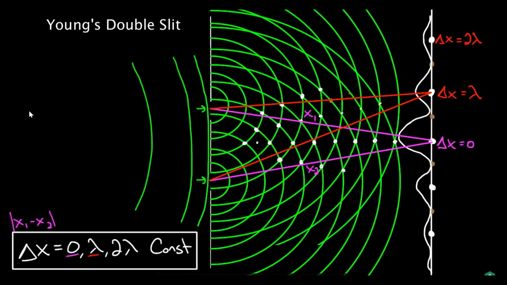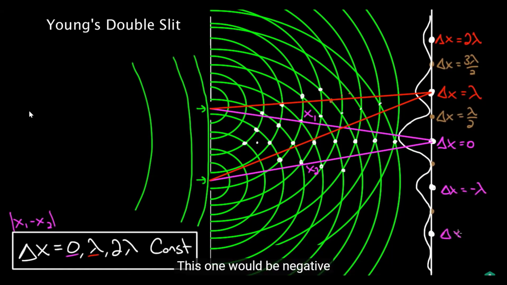How about the destructive points? Shoot, you know how to do that. These are going to be the half wavelengths, lambda over 2. This one's going to be 3 lambda over 2, and so on. And down here, what would you get? Well, if you got rid of the absolute value sign and you wanted to, you could start talking about this delta x would be negative 1 lambda. This one would be negative 2 lambda, and so on.